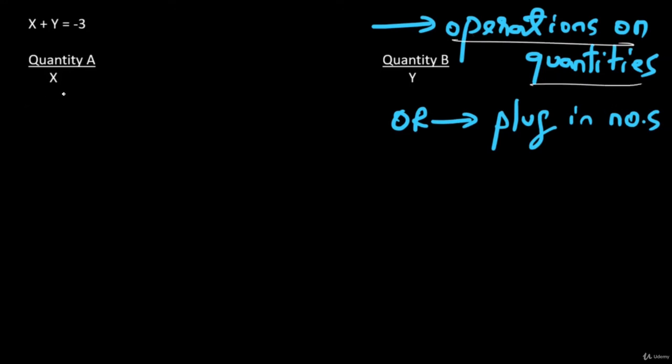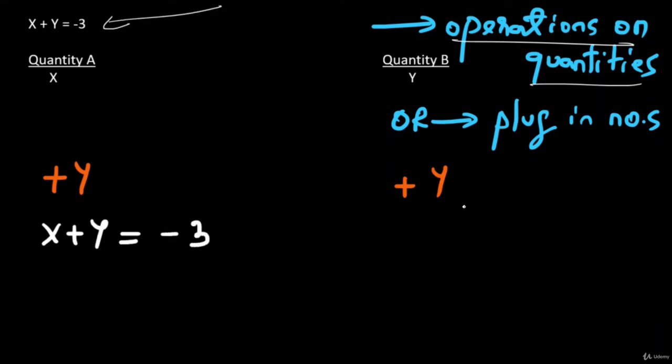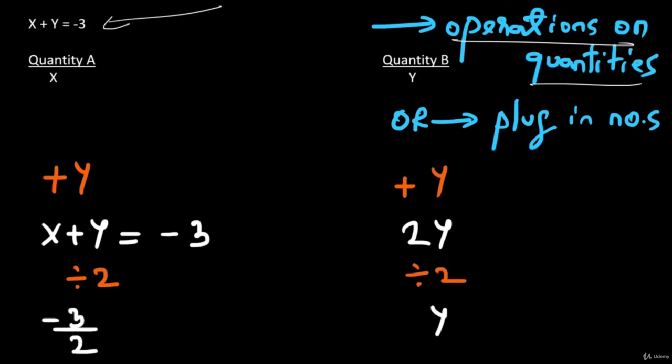Now if I add y to quantity A and quantity B, right? Now quantity A will become x plus y, and that is equal to minus 3 as per the question stem, right? And quantity B will become y plus y, which is equal to 2y. Now I need to compare minus 3 and 2y. Let me divide both the sides by 2, right? So I get quantity A as minus 3 by 2 and quantity B as y. Now this is what I need to compare.